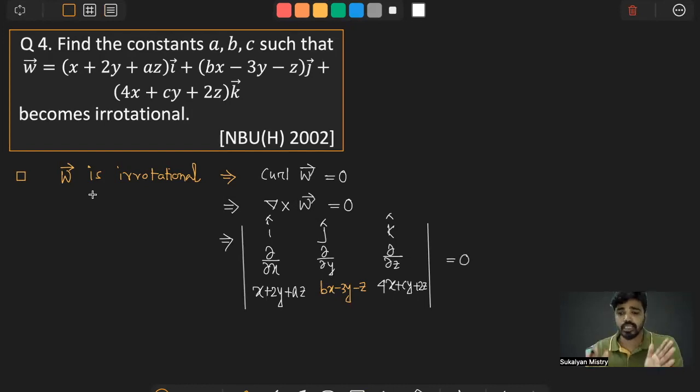It is given that W is irrotational. That means curl W is equal to 0. Curl W means del cross W is equal to 0. Okay, what is del? Del means i del x plus j del y plus k del z.